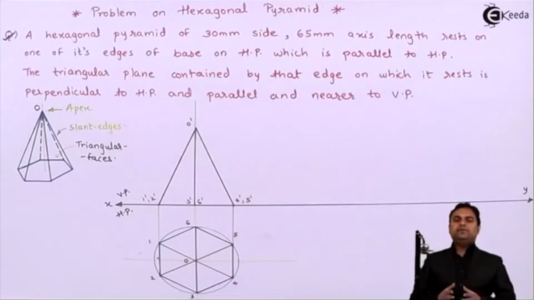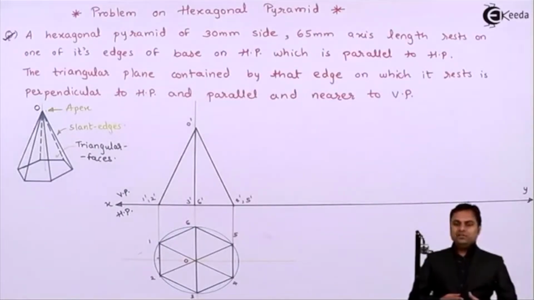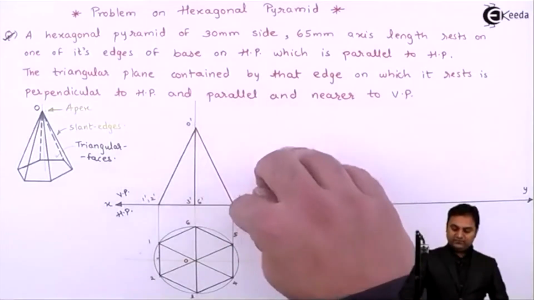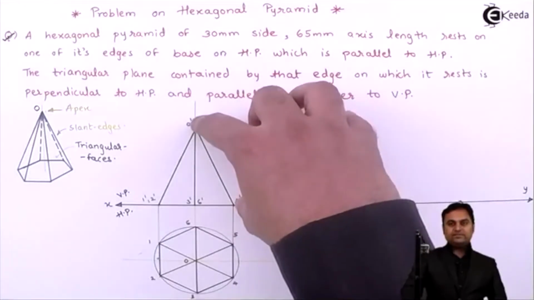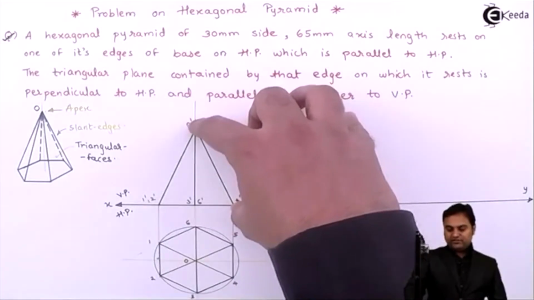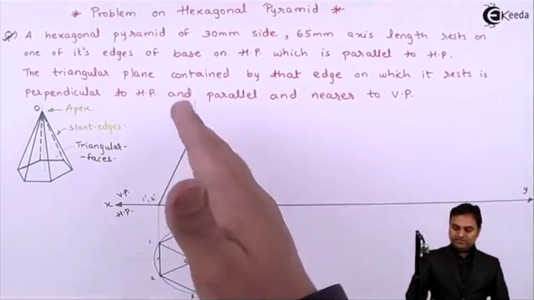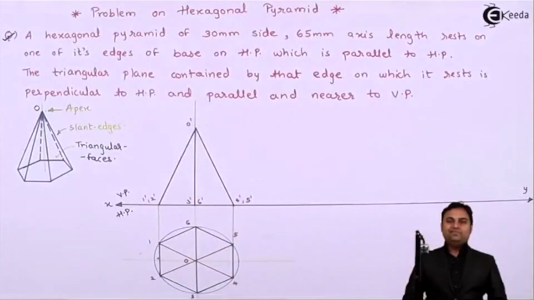So if it is perpendicular to HP, it will be seen in VP. So here when we look at the front view, O dash, 4 dash and 5 dash, that is nothing but the triangular face, and this triangular face needs to be made perpendicular to HP seen in VP. It means this slant edge will become a vertical line here. So I'll draw it for that condition.